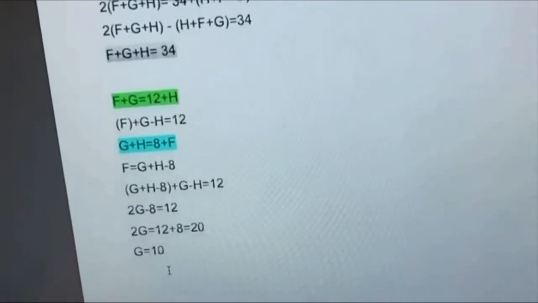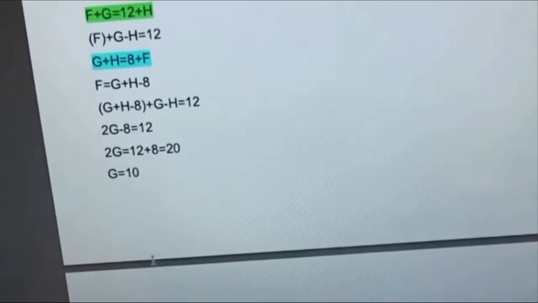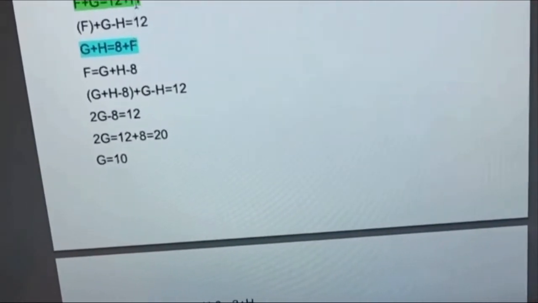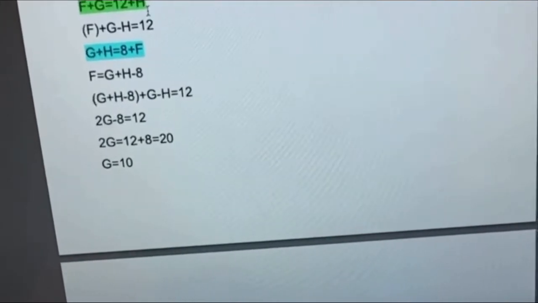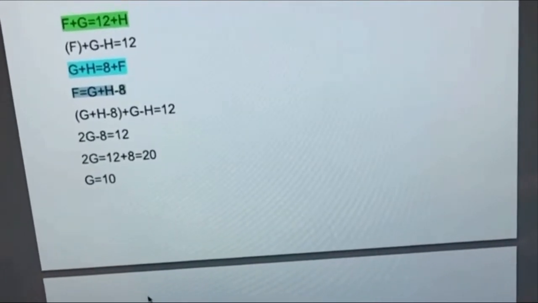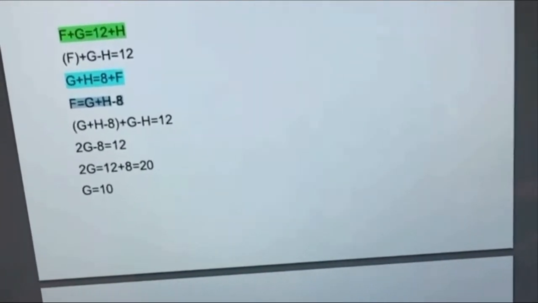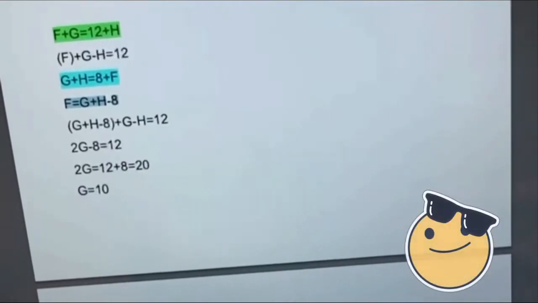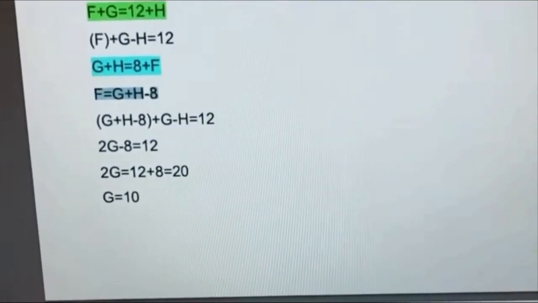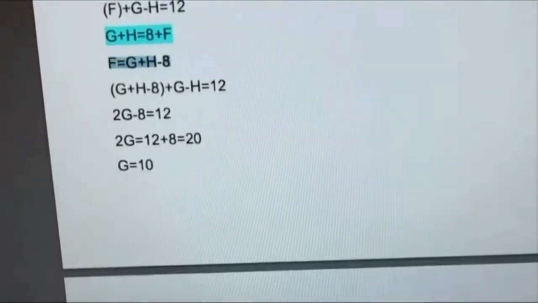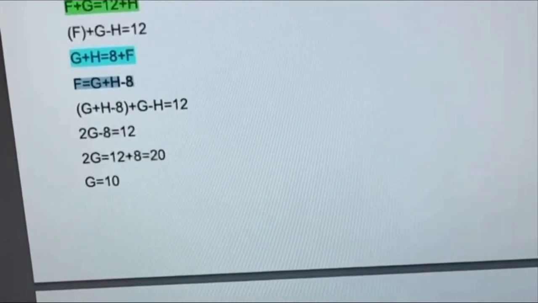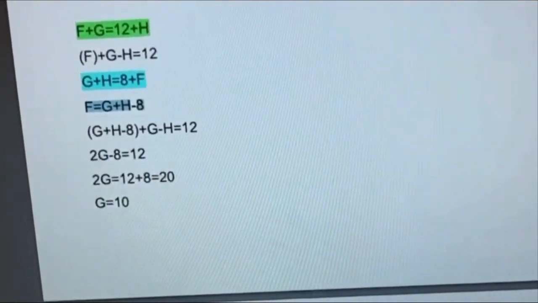So from this we can simplify the equation for f. So remember, f was g plus h minus 8 from here. So now we know what g is, so instead of g I'm going to write 10. So that is 10 plus h minus 8, and 10 minus 8 is 2, so that simplifies to 2 plus h. Now the equation of f is written in a simpler form, just being 2 plus h.